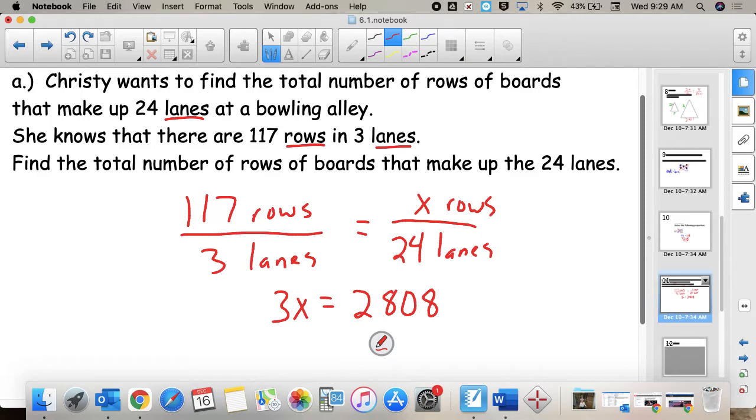To solve, we divide by 3, and we get x equals 936. That was 936 rows.